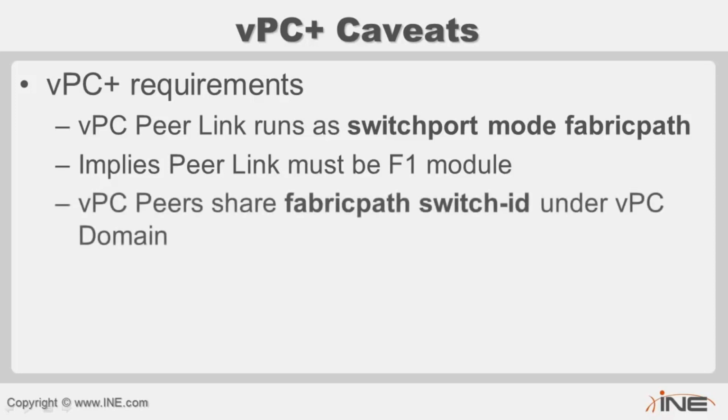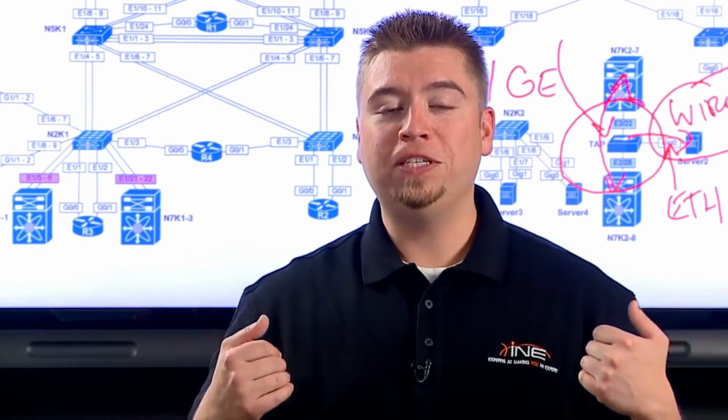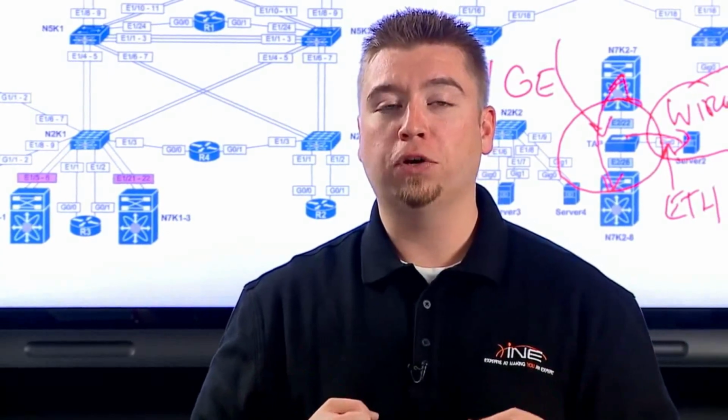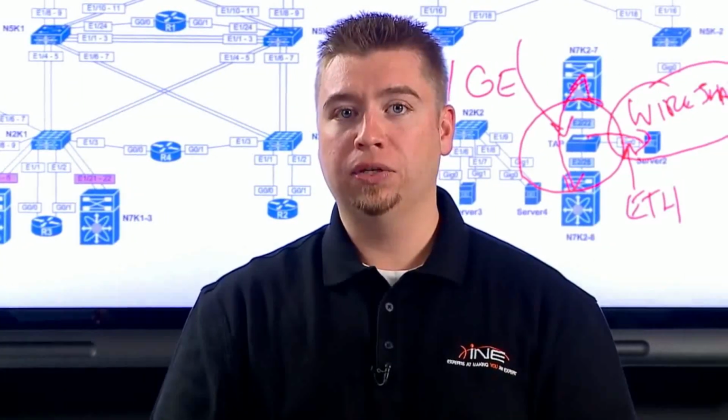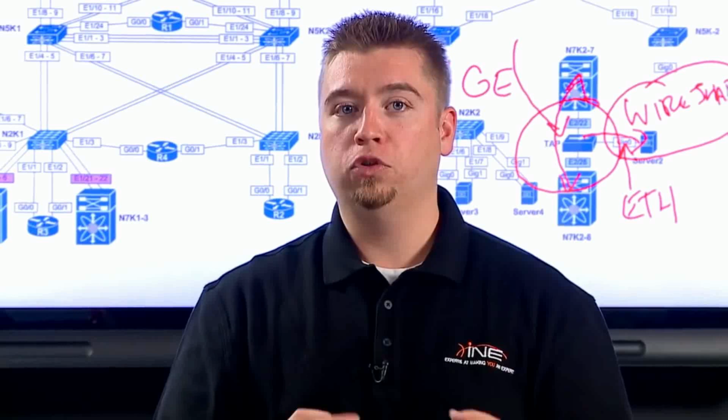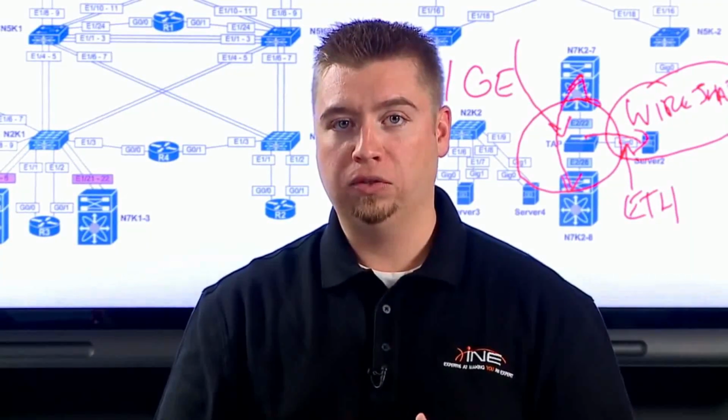Okay, we also then would need to go under the VPC domain and give both of the VPC peers the same FabricPath switch ID. So like on 5K1 we said its switch ID was 51. On 5K2 we said its switch ID was 52. For VPC Plus we would need to make sure that both of these are the same because basically we're trying to fool ISIS into thinking that these are the same switch, that it's the same one physical device.